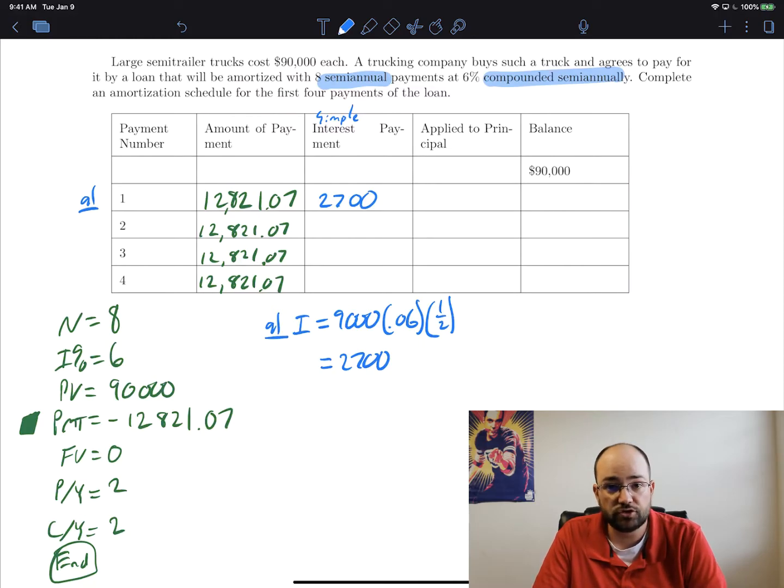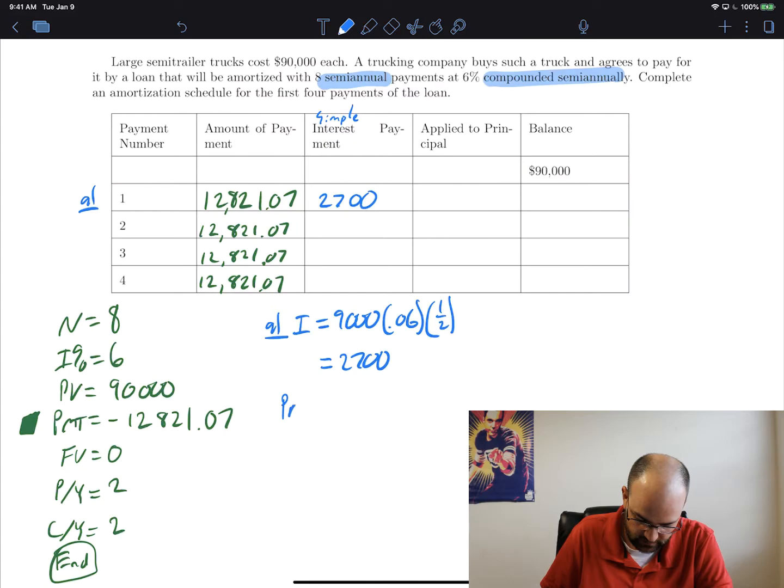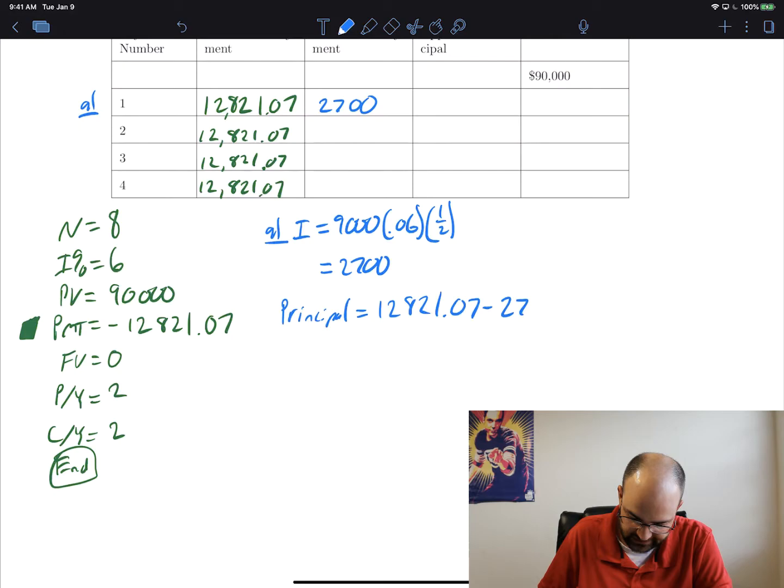So that's how much should be going towards the interest that was earned out of this payment. Okay, so that's important to understand. It's just from this payment that this is going to be taken out of. And so the amount towards the principal is going to be the amount of the payment and then subtracting off that $2,700.